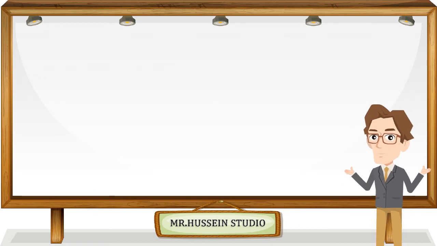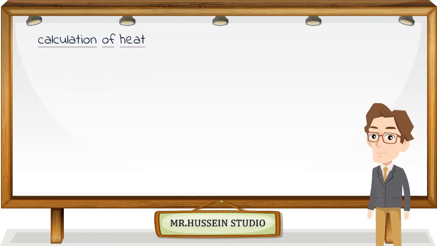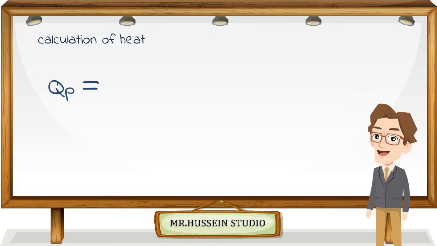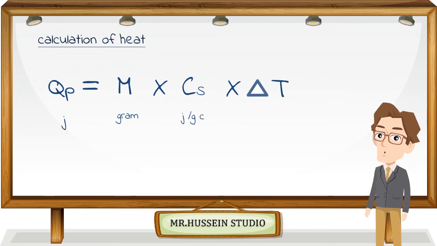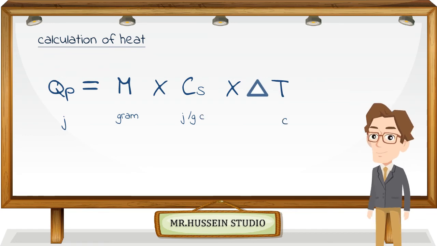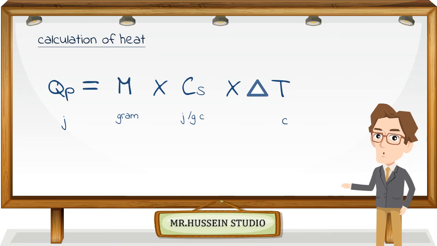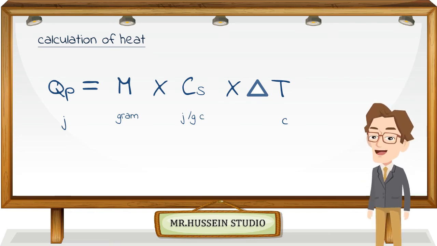Then how do we calculate the amount of heat? We can use this relation. The quantity of heat at constant pressure equals the mass of the matter multiplied by the specific heat of the matter multiplied by the change in temperature of the matter. By this relation we can calculate the specific heat of the matter, the mass of the matter, the initial temperature, and even the final temperature.